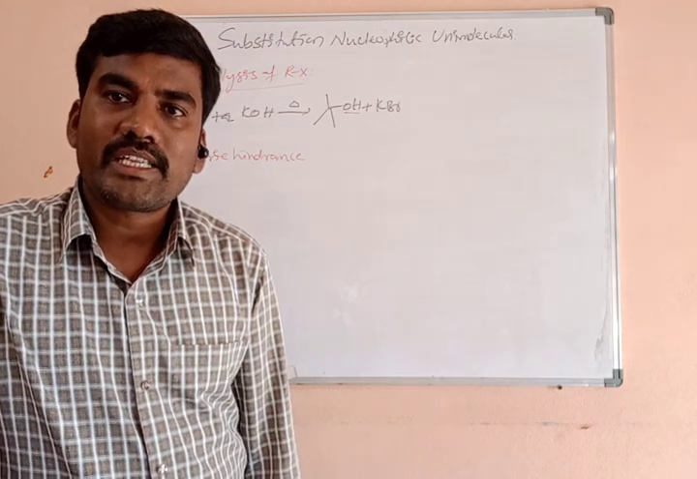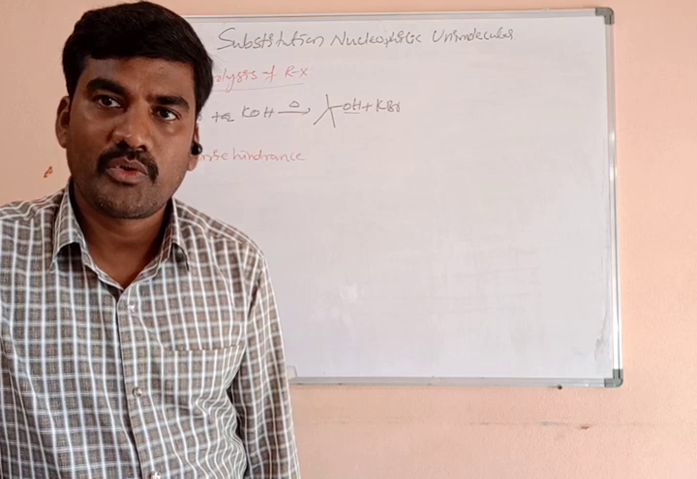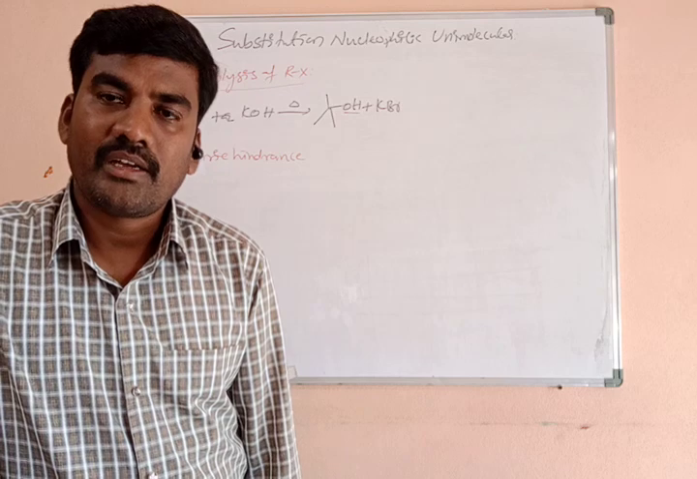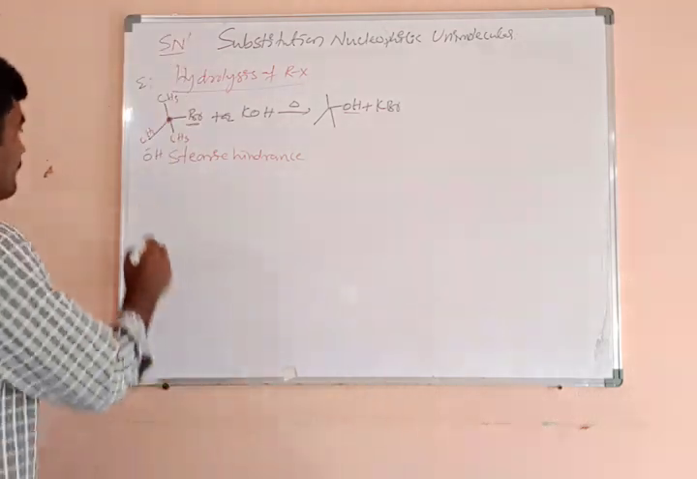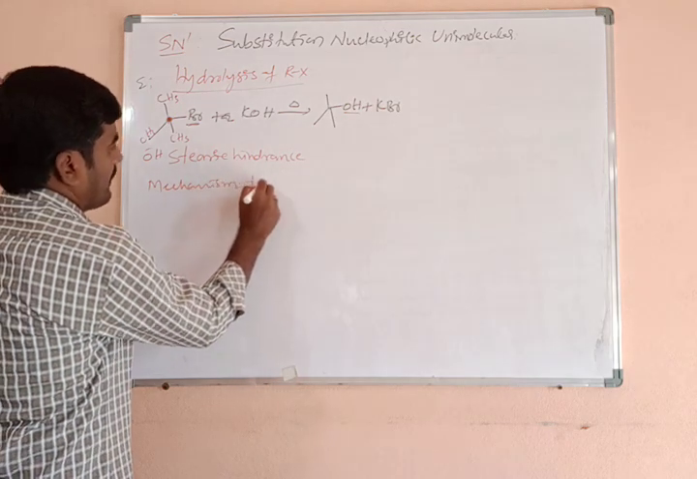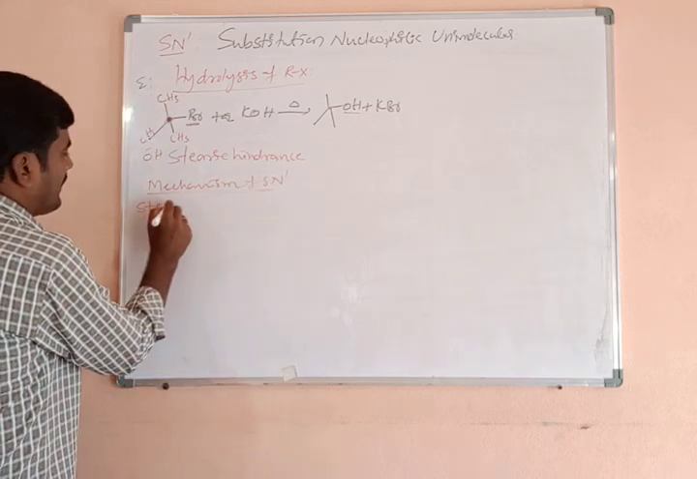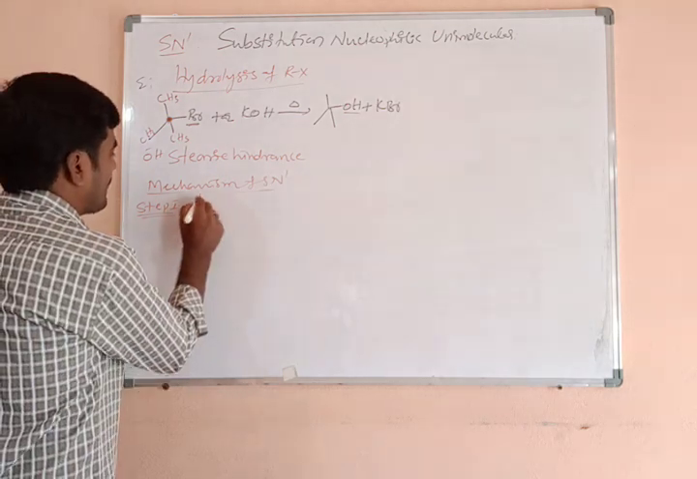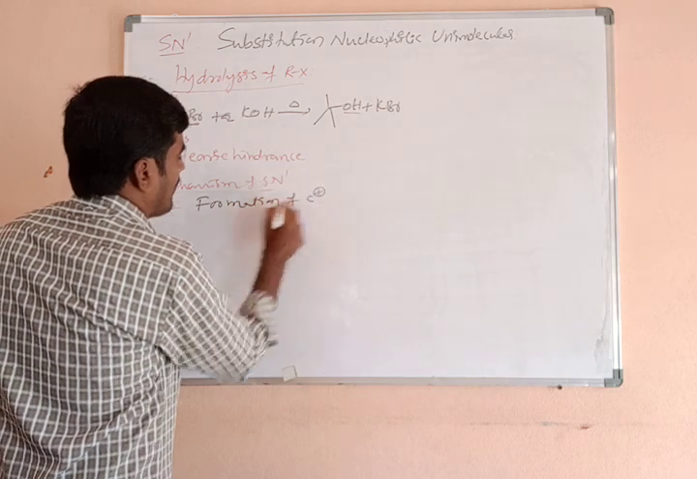Due to steric hindrance, the nucleophile is unable to approach the carbon atom from the side opposite to the halogen. Therefore, the reaction is carried out in two steps. That's why the reaction mechanism involves two steps. Mechanism of SN1. Step 1: formation of carbocation.